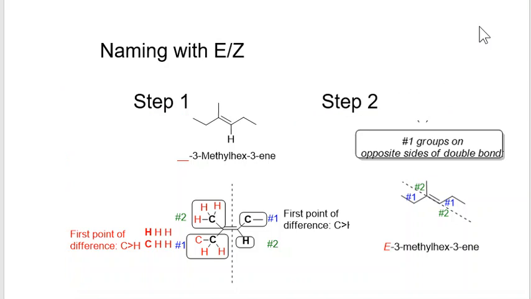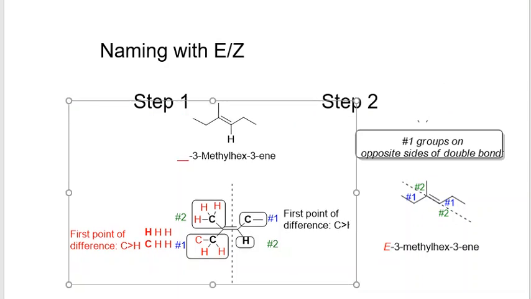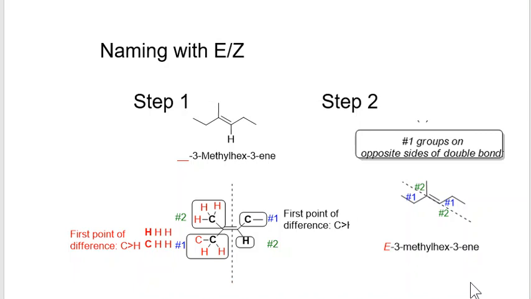Naming with E and Z. So here is an example of an E isomer. And the way that you figure this out, the way that you get this, is a 2-step process. In the first step, you draw a vertical line down the middle of the alkene.